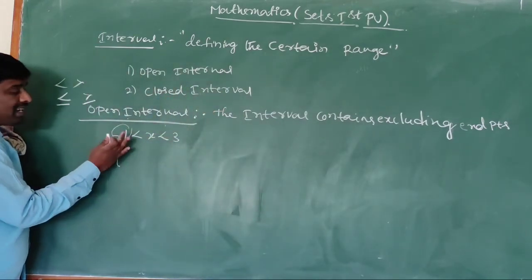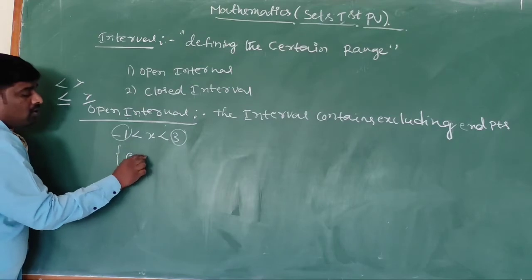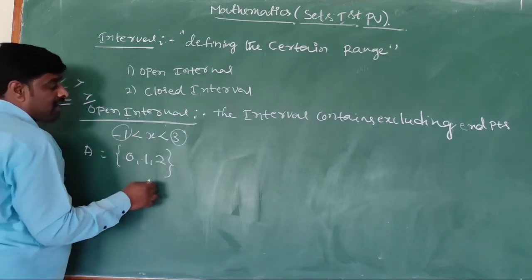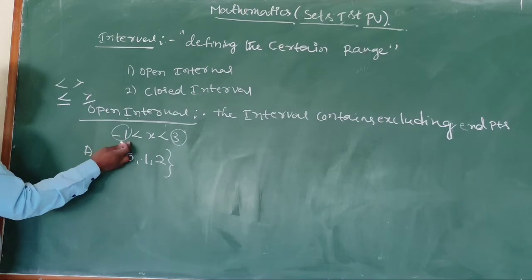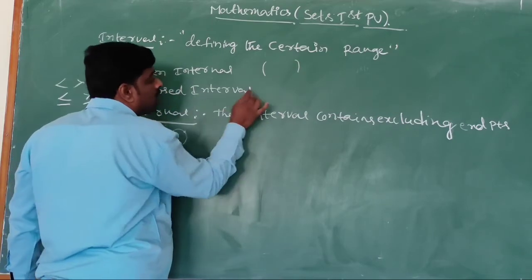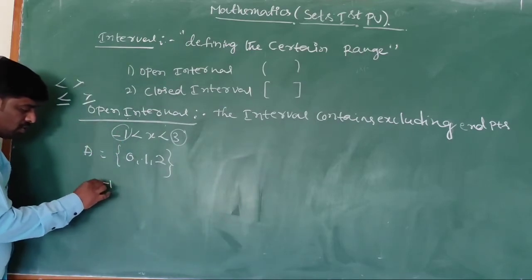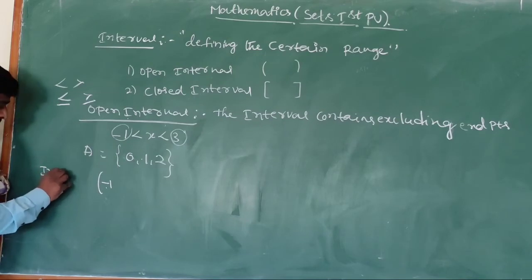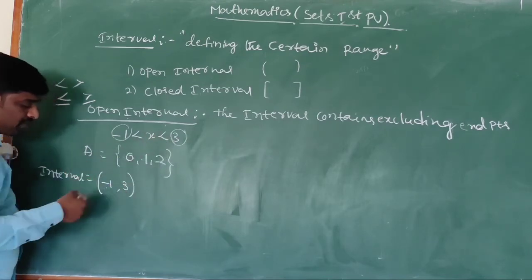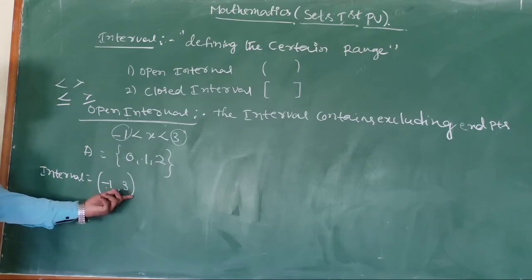We can leave out minus 1 and 3. What are the remaining elements? 0, 1, 2, that's all. So this is the set A. This one we can write in interval form. In interval form, an open interval we always write with simple brackets, and a closed interval with square brackets. Here minus 1 is open and 3 is open. This is an open interval, minus 1 comma 3.